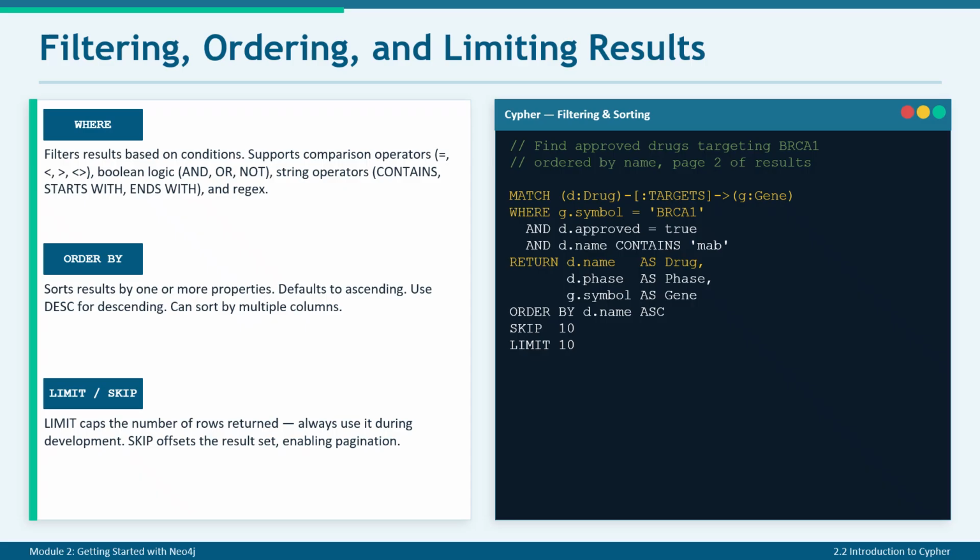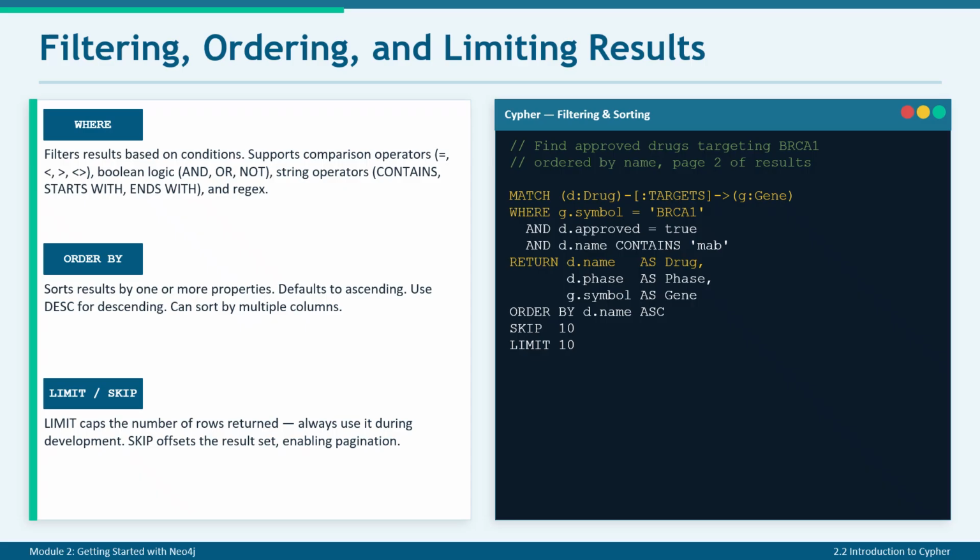Order by sorts the result set. It defaults to ascending. Add DESC for descending order. You can sort by multiple columns. Order by D.name, D.phase, for example.